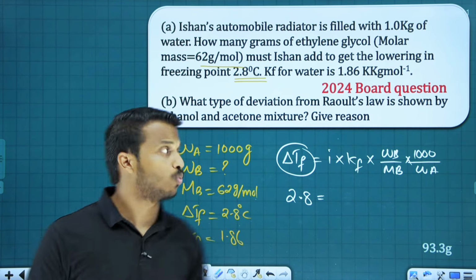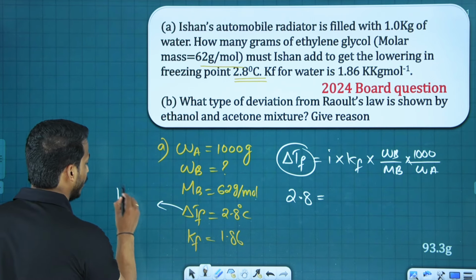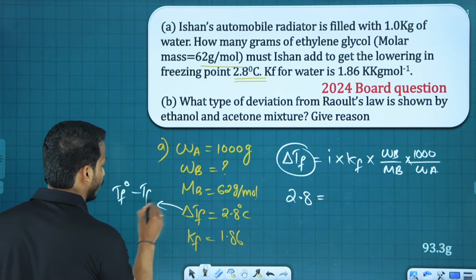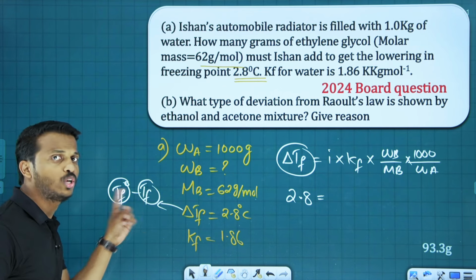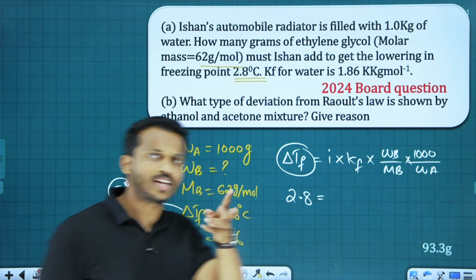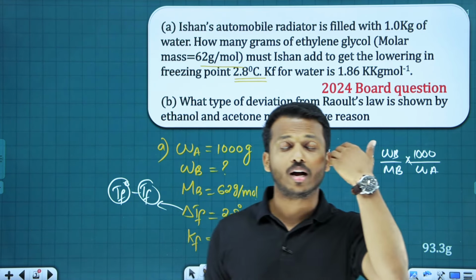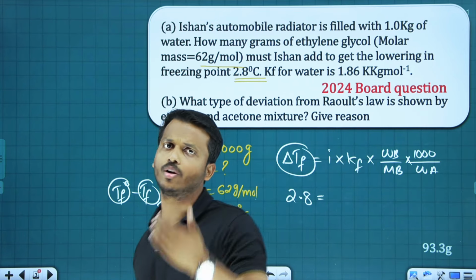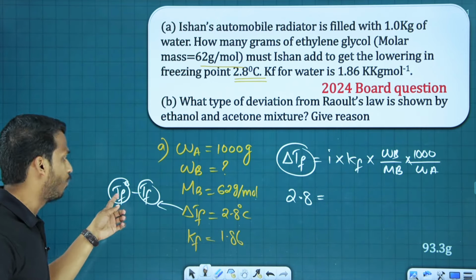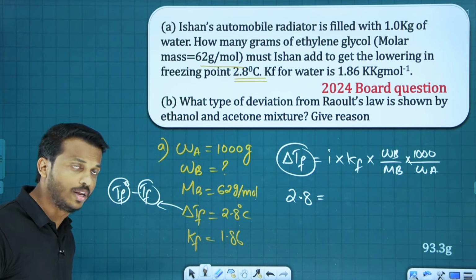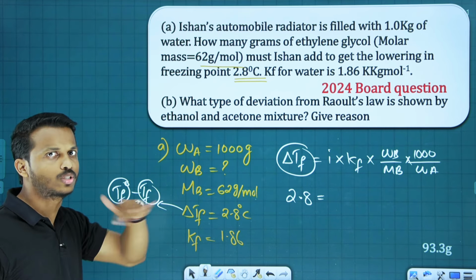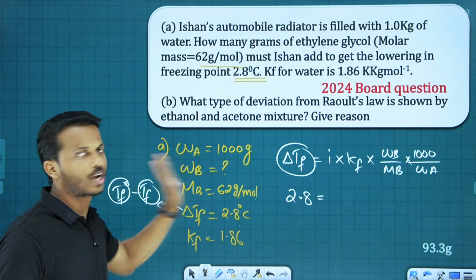No. Because what is delta TF? Delta TF is TF naught minus TF, right? This is already the difference between two temperatures. So when you take the difference, whether you calculate it in degrees Celsius or Kelvin, no change, right? Because if you converted into Kelvin, whenever you take the difference, that 273 cancels, right? So no need to convert, okay?